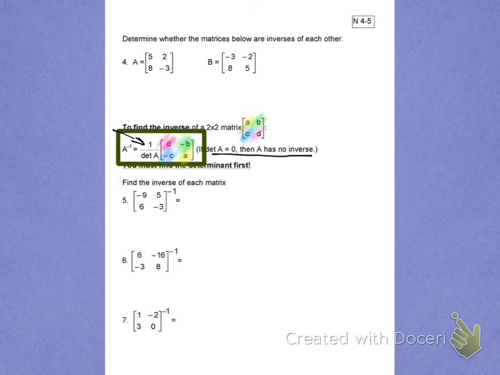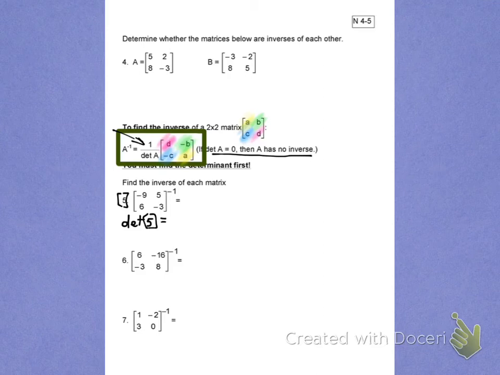Okay. Now, find the inverse of each matrix. Let's move up and find this. Remember, you have to find the determinant first. That's the first thing you're going to have to do. So first of all, we need to find the determinant of matrix 5. We're going to call this matrix 5.